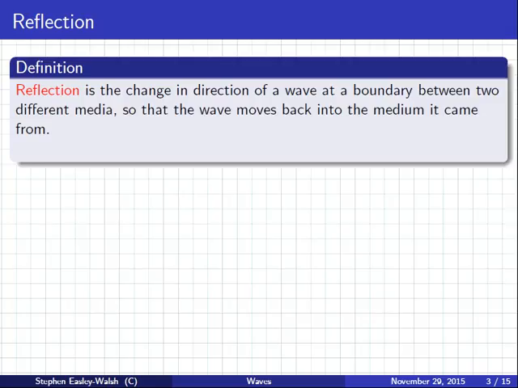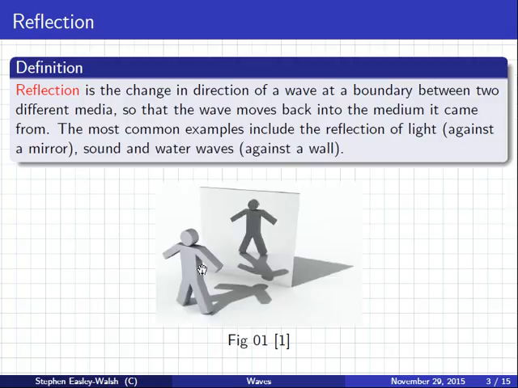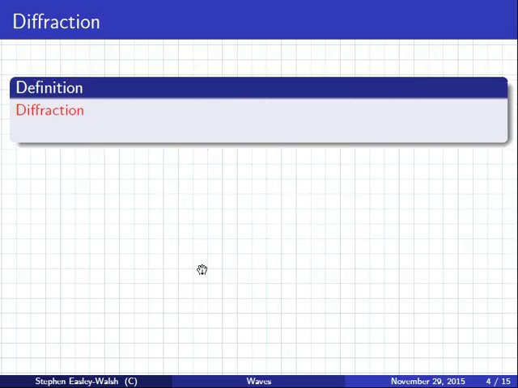Alright, can we go on to the next definition? Yep. Okay, so the example is the mirror, the common example. Yeah? Okay.